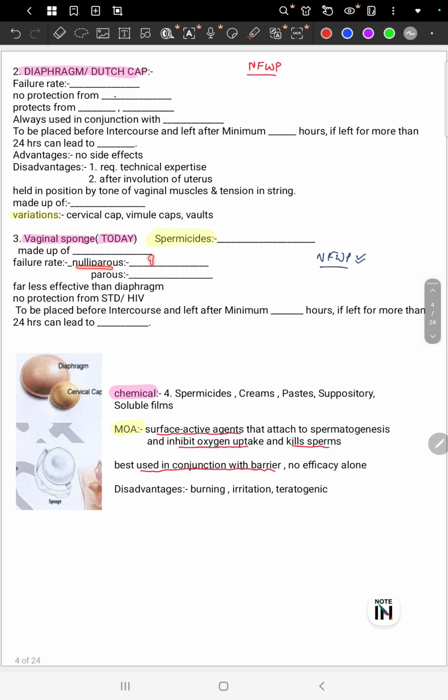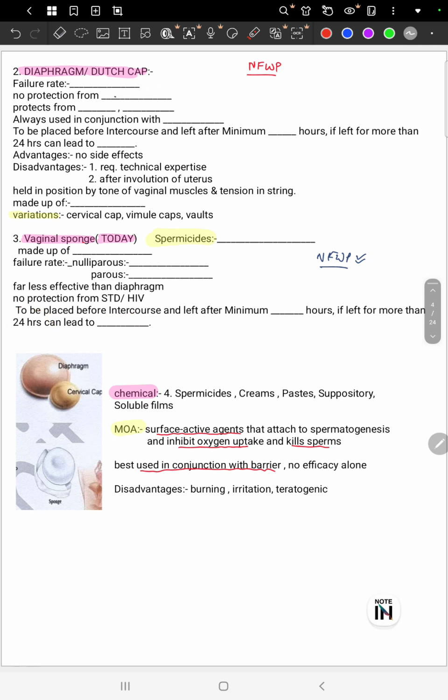So nulliparous woman के लिए होता है 9 to 20 per 100 woman years and for multiparous woman it is about 20 to 40, so like double. So this is far less effective than diaphragm. आप देख सकते हो कि failure rate काफ़ी ज़्यादा है. Also it has no protection from STDs or HIV. It is to be placed before intercourse, again left for minimum 6 hours for its action and 24 घंटे से ज़्यादा नहीं रखना है हालांकि because it can lead to toxic shock syndrome.